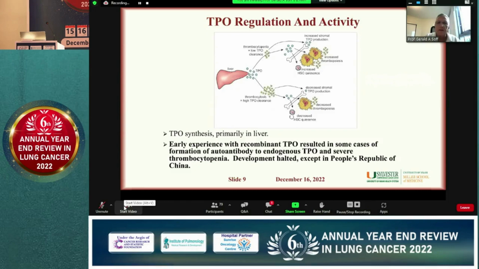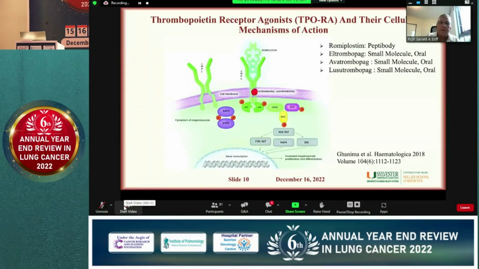I've seen some literature coming out of there. It does seem to have activity, but I haven't seen enough to convince me that we should readdress use of recombinant thrombopoietin. So when recombinant thrombopoietin ceased being developed, a number of companies started working on recombinant or oral small molecule thrombopoietin receptor agonists, or TPO-RA.